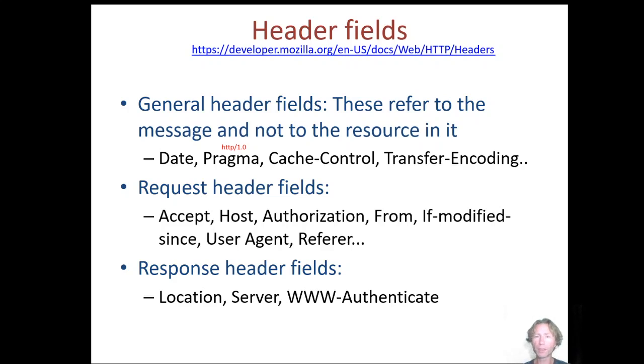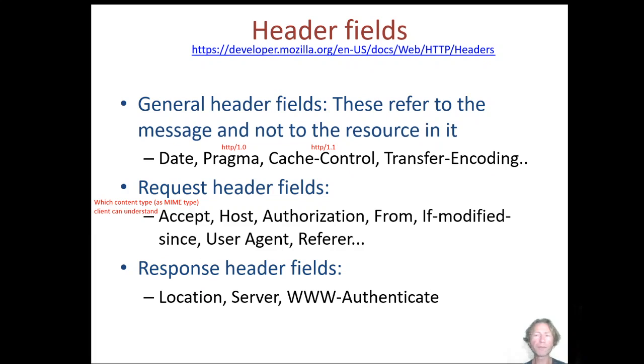And I just want to point out again that the pragma general header field is something that was used only in HTTP 1.0 for cache control. HTTP 1.1 used cache control directly. Okay, so the accept header field indicates what is acceptable as a response, and that is specified as a MIME type. Okay, something that indicates what content the client can understand. Those are the request header fields.